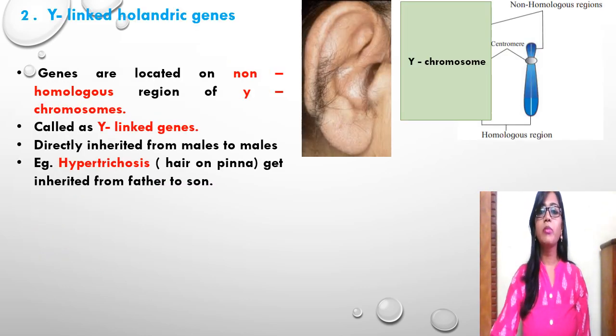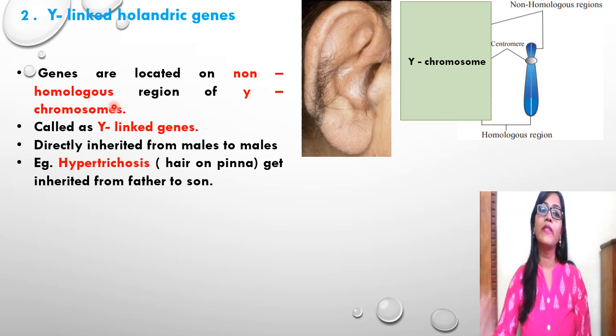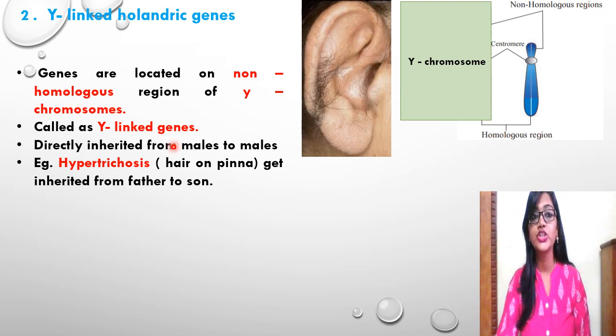As we have discussed the X-linked genes, now let's try to understand what are Y-linked genes. They are also known as holandric genes. Okay, so what are the characteristics? These genes are located on the non-homologous region of the Y chromosome. So these Y-linked genes are present on the non-homologous part of the Y chromosome, and that's why these are called Y-linked genes.